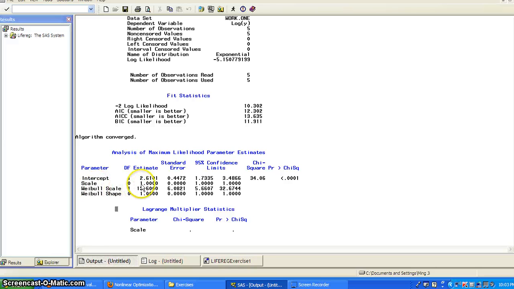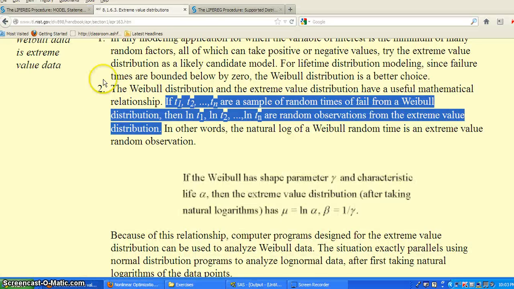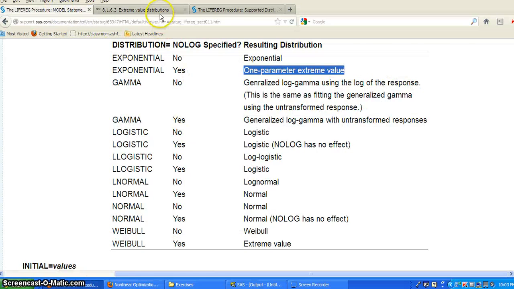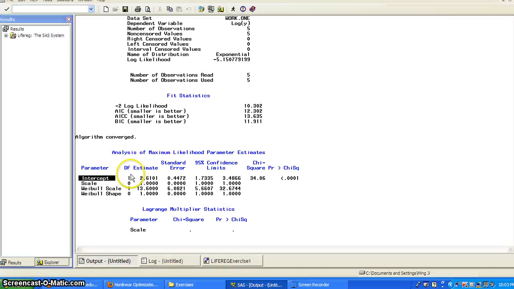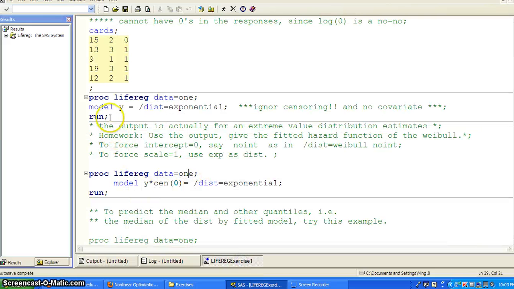So this intercept would be the mu here, and the scale here, this is the sigma. Okay, so that's the distribution we fitted. And also, if you look at here, we didn't consider censoring. Okay, we just ignore it.